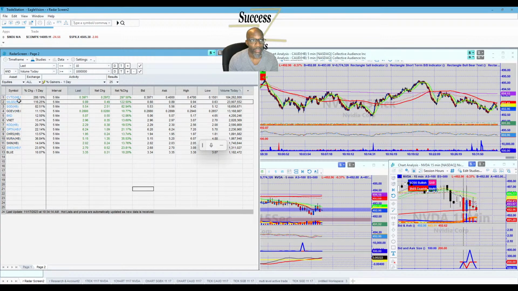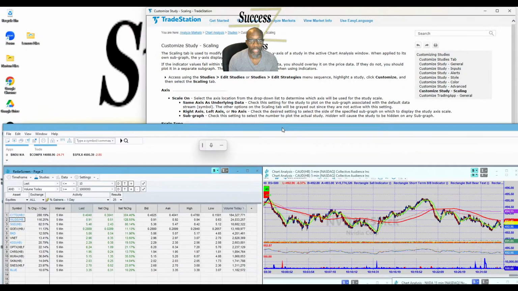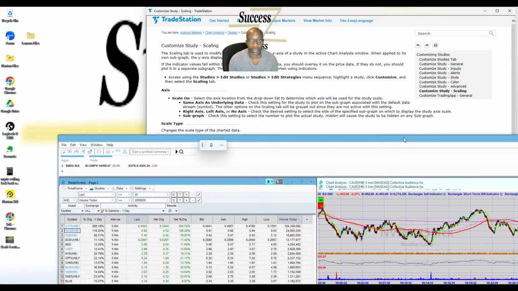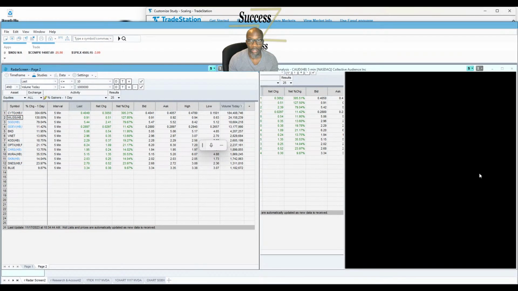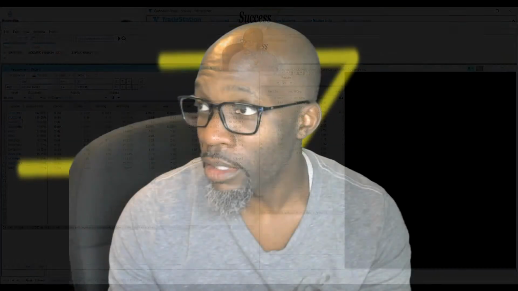Radar screen. Yep, radar screen is acting funny too, because radar screen is supposed to have another chart open over here. I don't think it's my computer. Let's see, let's get a close up here. Alright, I'm going to talk to you while I get this screen situated.